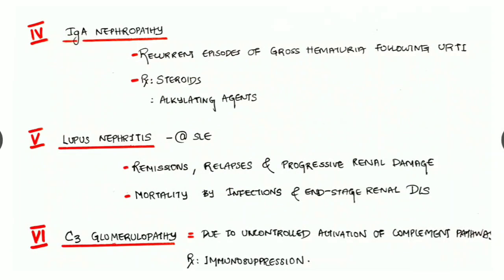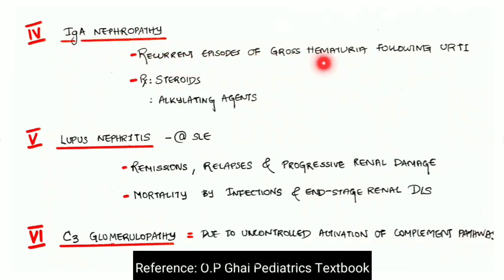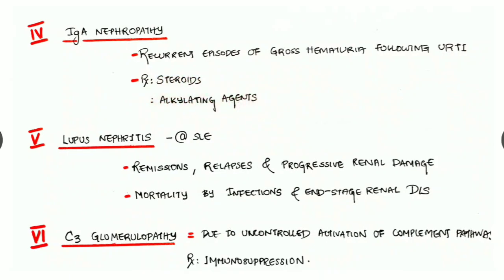The fourth one is IgA nephropathy. Here, there are recurrent episodes of gross hematuria following an upper respiratory tract infection. Treatment is again steroids and other alkylating agents.